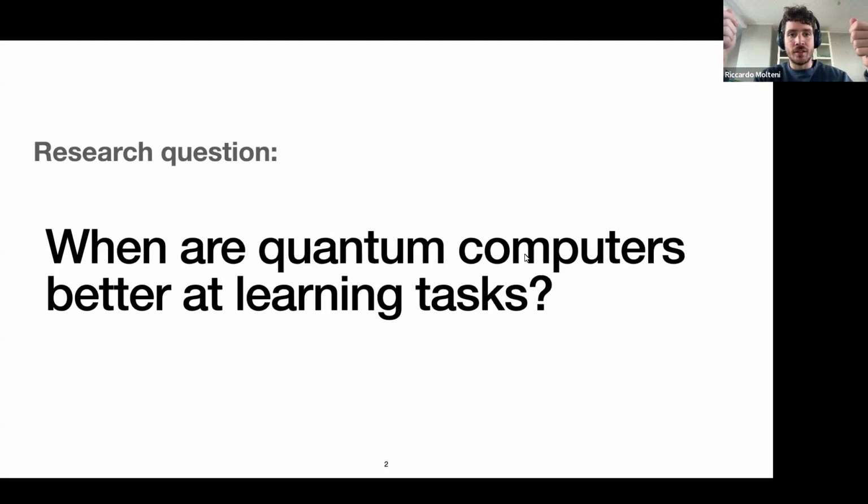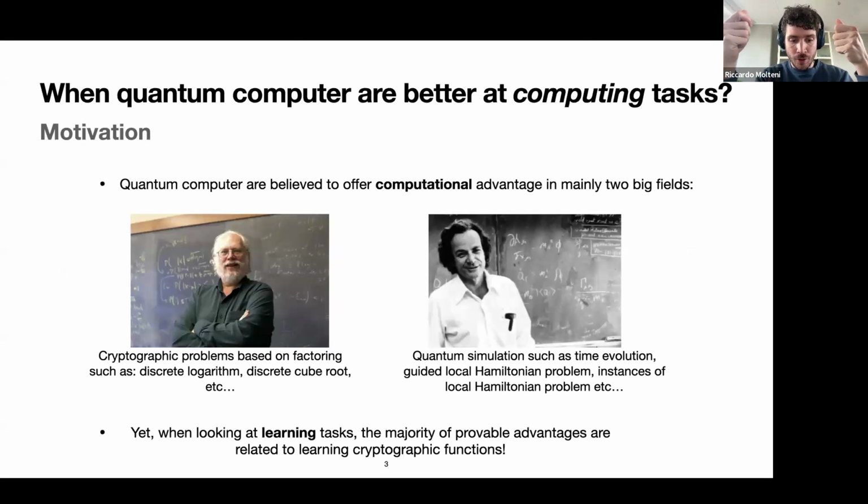In order to better motivate our work, let's see what was previously known about advantages in learning, what was already present in the literature. When we think about quantum computing, we know that quantum computers offer advantage when computing functions which come basically from two big fields. A quantum computer can compute a function exponentially faster with respect to a classical computer, from a function which comes from a cryptographic problem based on factoring. For example, we know discrete logarithm and discrete cube root can be computed efficiently faster on a quantum device, but also quantum simulation, right? We know that time evolution is BQP complete. We know that guided local Hamiltonian is BQP complete as well.